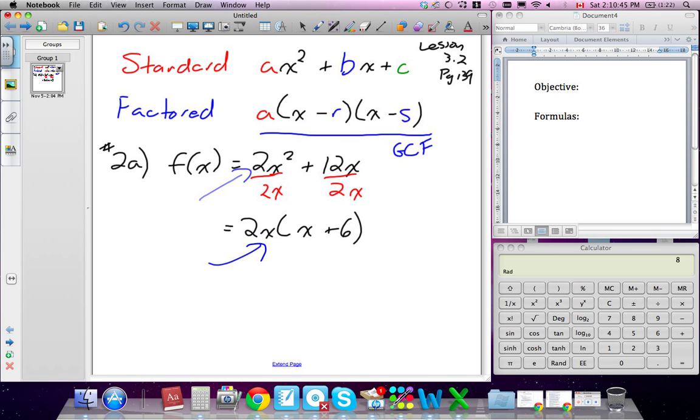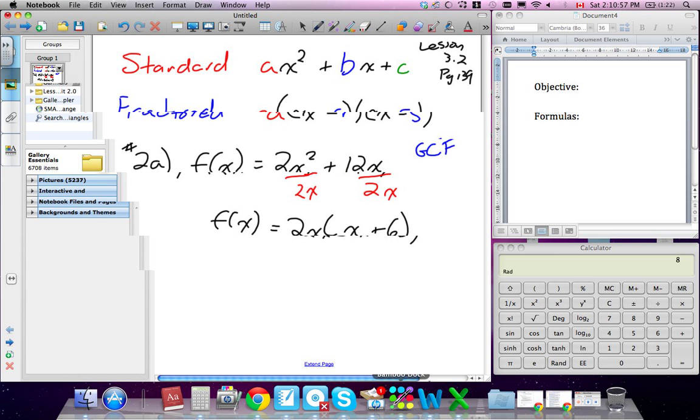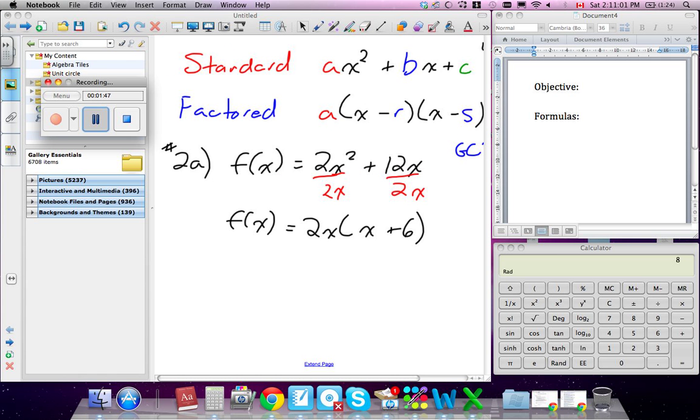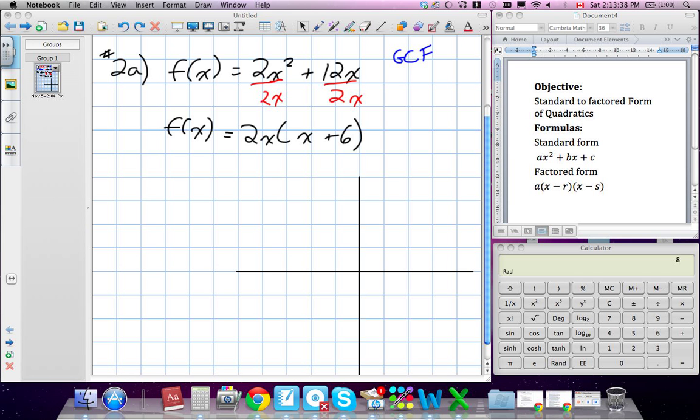It says determine the zeros. So essentially this question is f of x. When we refer this to the graph, we've quickly written our objective and our formulas here. Our objective is to change standard to factored form. It's important to remember f of x, when we graph it, is the equivalent of y. So we have y is equal to 2x times (x plus 6). Our y is talking about our y-axis, and our x is our x-axis.